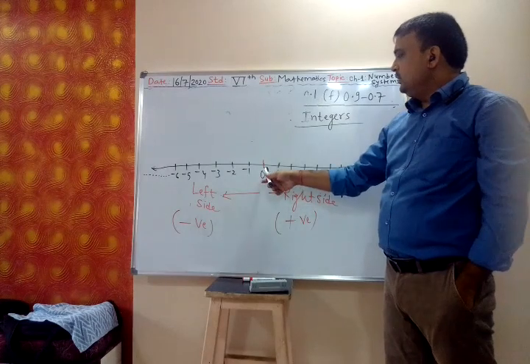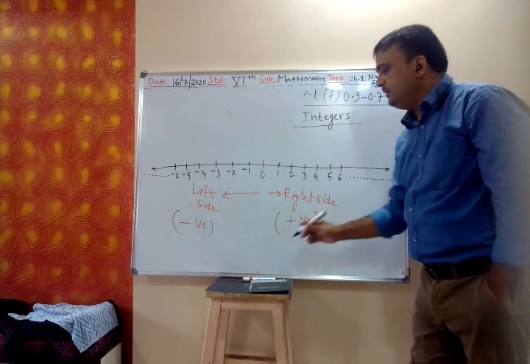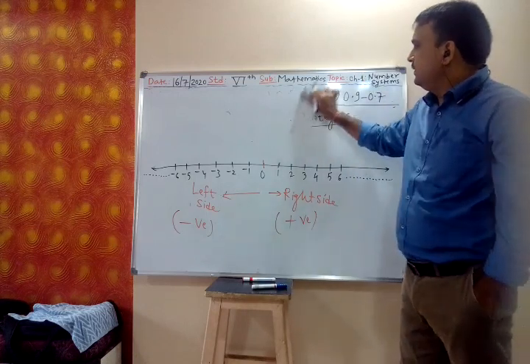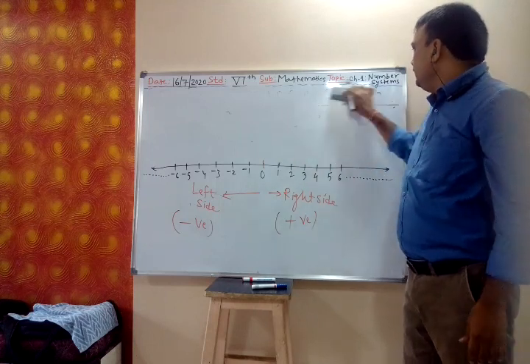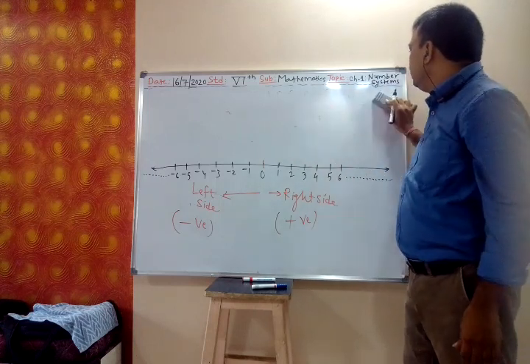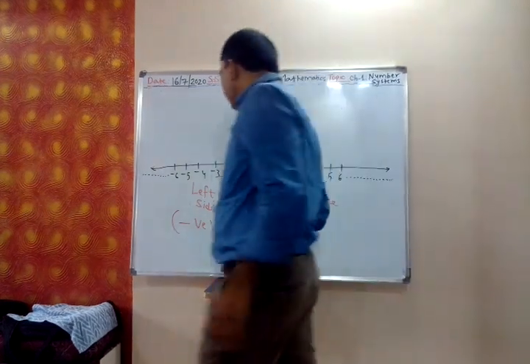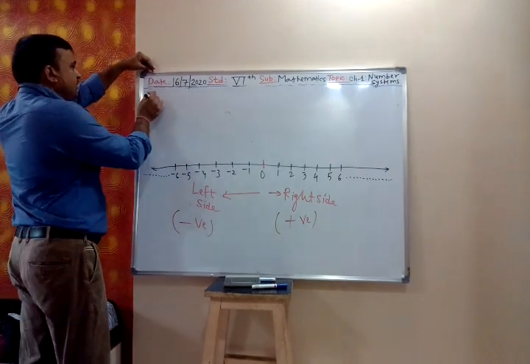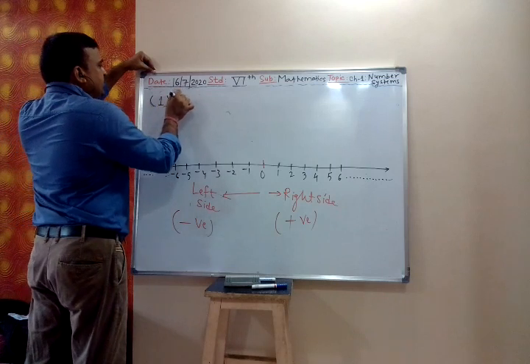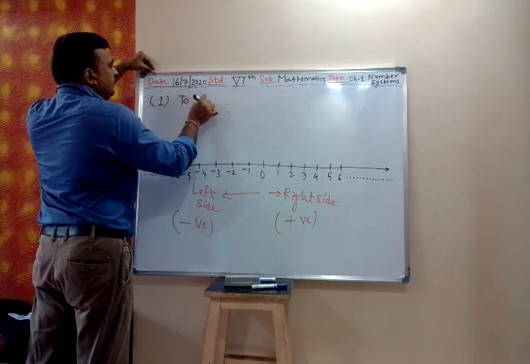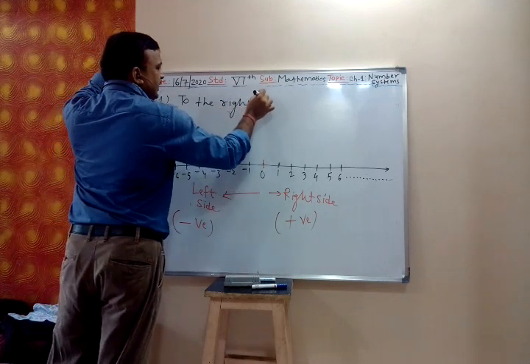To the left of 0 we have negative integers. To the right of 0 we have positive integers. And 0 is neither negative nor positive. Now write a few points. First point you write: to the right of 0.